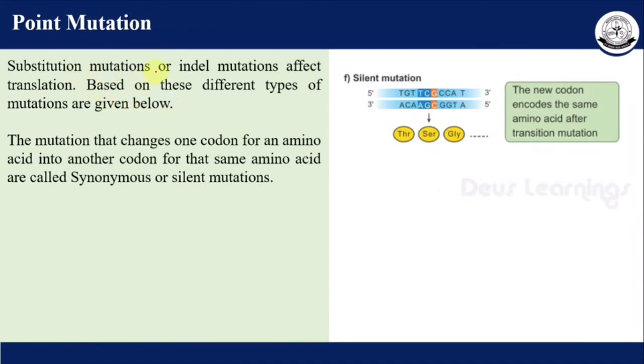Okay, then substitution mutation or indel mutation affects the translation because the sequence will change as they are read in triplet code. So insertion or deletion will change the sequence of triplet code, and because of which the amino acid sequence will change. Okay, then there is synonymous or silent mutation. We already saw that if there is a change of nucleotide but that nucleotide does not change the kind of amino acid, it is known as silent mutation.